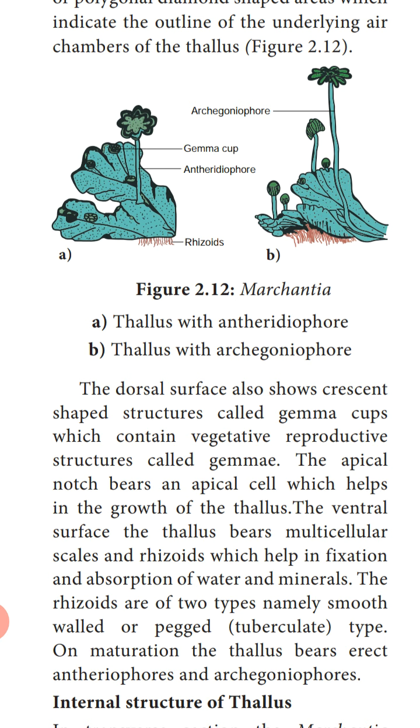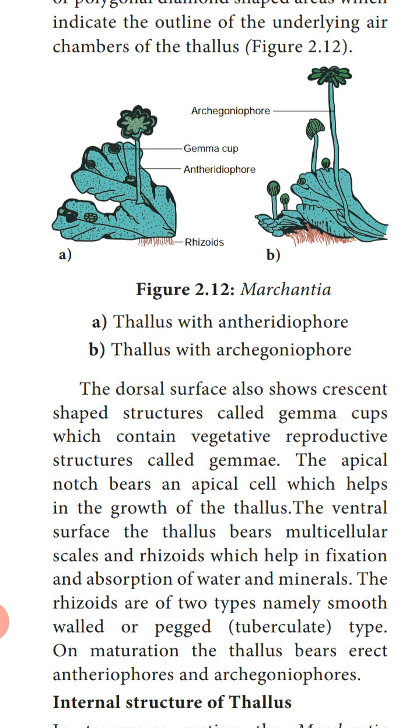The apical notch bears the apical cell which helps in the growth of the thallus. So here at the tip of the thallus, apical notches are present which have the apical cell, and they also help in vegetative reproduction. That is, they help in the development of a new thallus. The ventral surface of the thallus bears multicellular scales and rhizoids which help in the fixation and absorption of water and minerals.